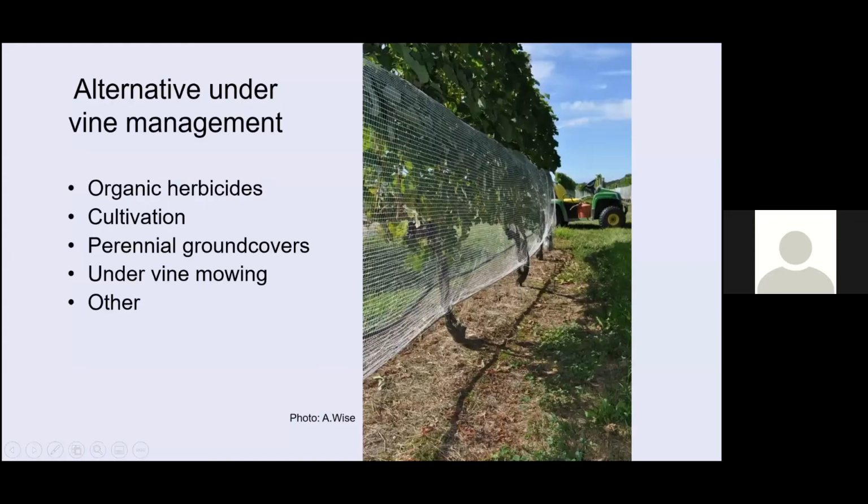So today I'm going to talk about 4 main areas: organic herbicides, cultivation, perennial ground covers, and undervine mowing, and I'll just mention a few other options at the end of this.